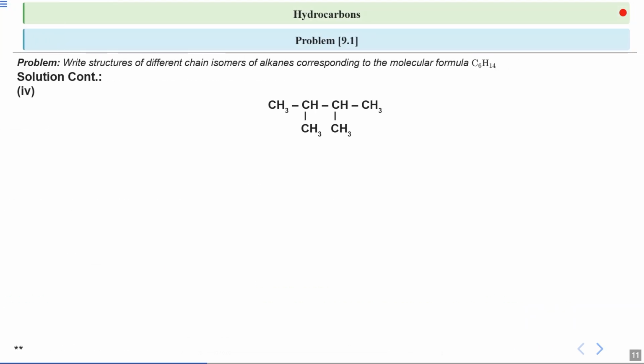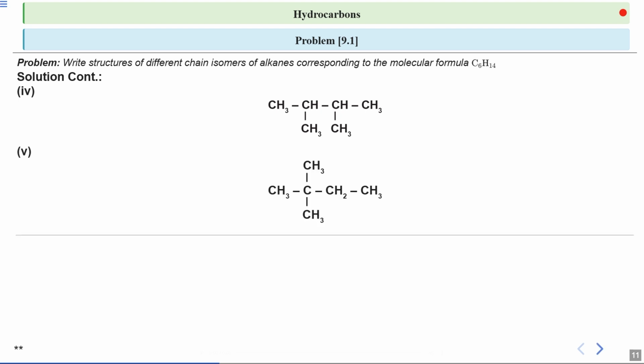Next, we have the fourth structure of the chain isomer for the molecular formula C6H14, which is CH3, CH, CH, CH3, and 2 substituents are attached here. Now you can clearly say that this is an example of a chain isomer because the chain length has decreased by 1 and it is equal to 4.